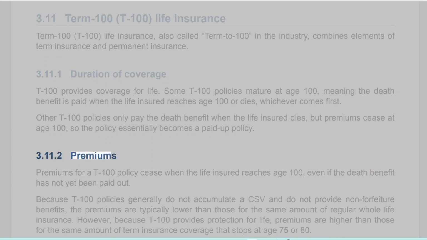3.11.2 Premiums. Premiums for a T100 policy cease when the life insured reaches age 100, even if the death benefit has not yet been paid out. Because T100 policies generally do not accumulate a CSV and do not provide non-forfeiture benefits, the premiums are typically lower than those for the same amount of regular whole life insurance. However, because T100 provides protection for life, premiums are higher than those for the same amount of term insurance coverage that stops at age 75 or 80.